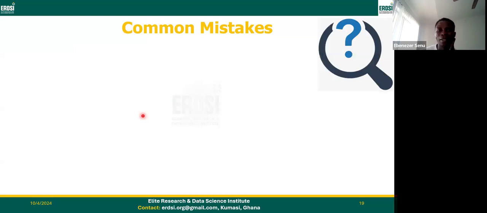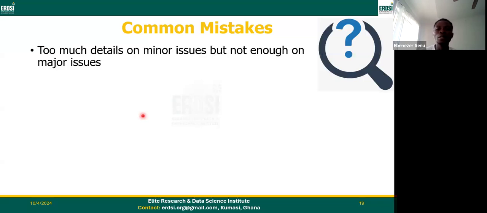We are almost getting to the end. A common mistake is too much detail on minor issues. You have to know where the issue is. You are writing about prevalence and factors associated with candidiasis, then you are talking about a lot of history of what brought candidiasis, and a lot of things about the causes. It's not important. We don't need the history of candidiasis.